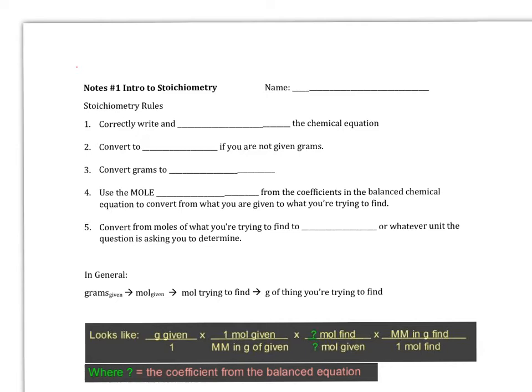So stoichiometry rules, according to Miss A: Number 1, correctly write and balance the chemical equation. And number 2, convert to grams. So if you're not in grams, you've got to get to grams. Then third, you've got to convert to moles. So if you're already given moles, you don't have to have anything to do with grams. But if you're in some form of kilograms or milligrams, you've got to get it to grams, and then from grams to moles. And then number 4, you're going to do something we haven't done before.